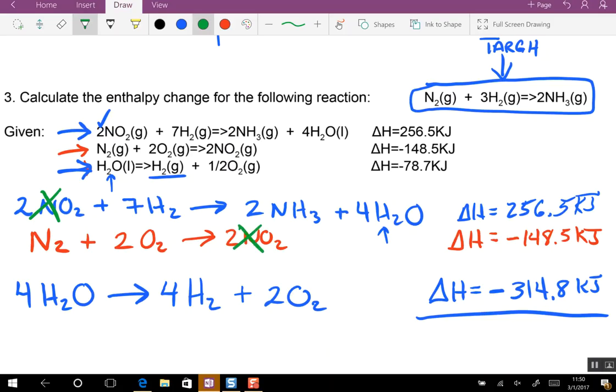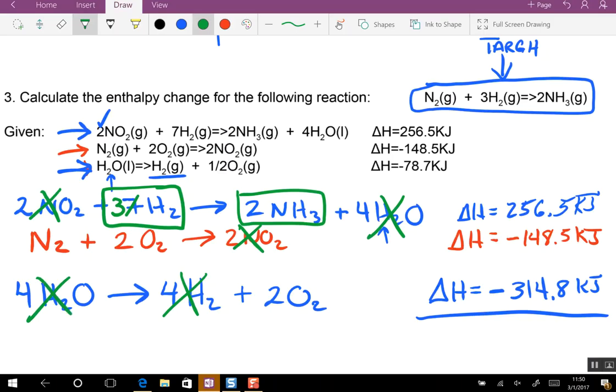Now, let's look here. We got 2 NO2s on the left. Do we have 2 NO2s on the right? Yes. Get rid of them. We have 7 hydrogens on the left. How many do we have on the right? 4. 7 minus 4 is? So this goes to 3. We have 2 NH3s. Are we good to go on that? So we got this. We got this.